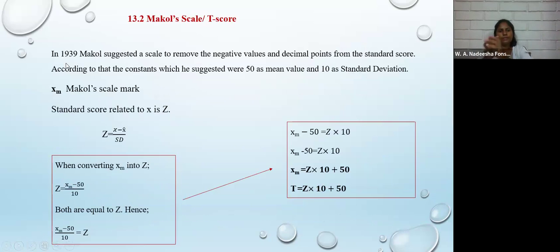So McCall in 1939 suggested a method to remove these negative and 0 values. With this method we still can't get rid of decimal values, but we can get rid of 0 values and negative values. To do that, he introduced constants. He suggests taking the mean value as 50 and the standard deviation as 10. That is what he told.